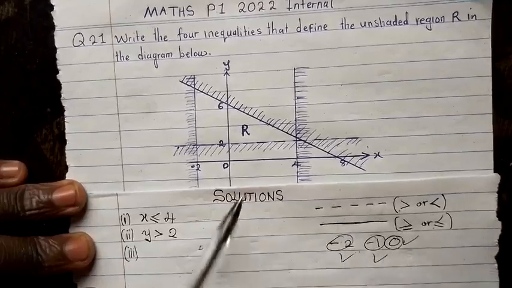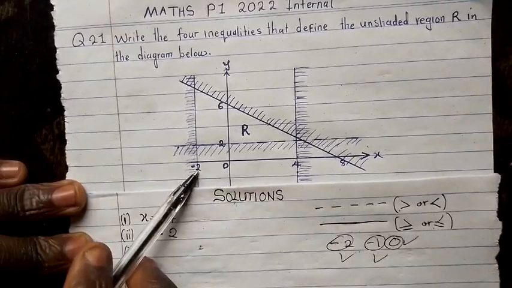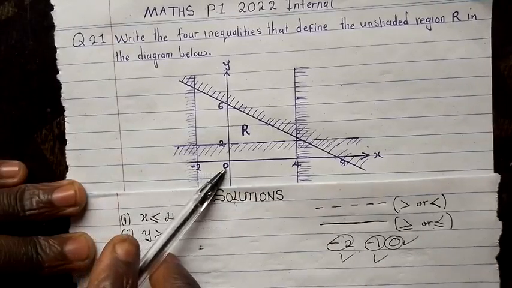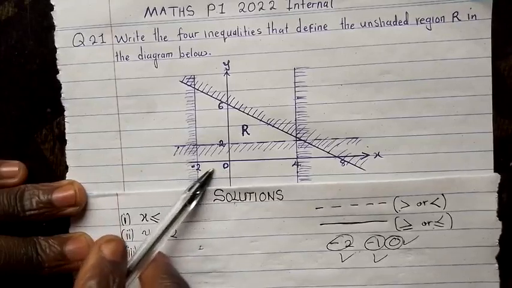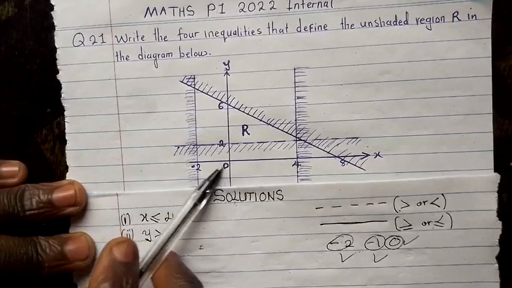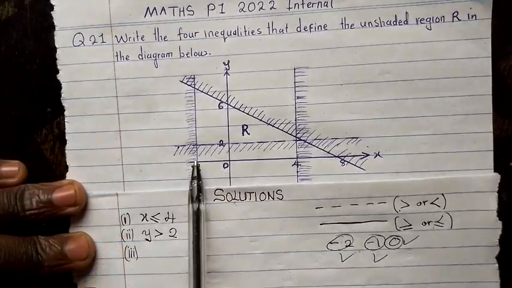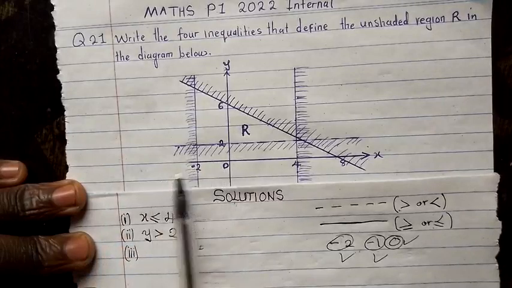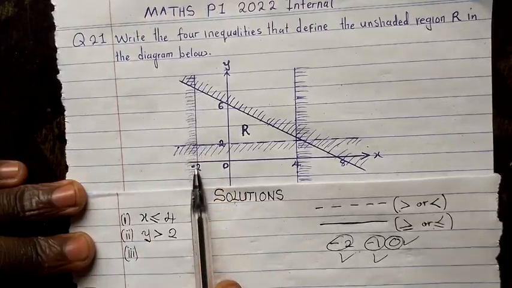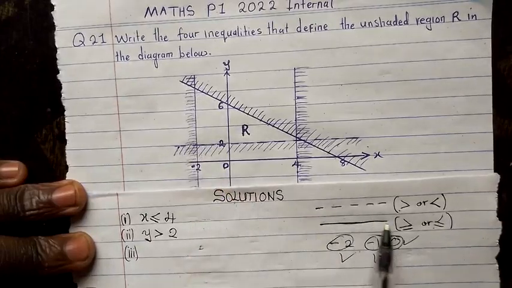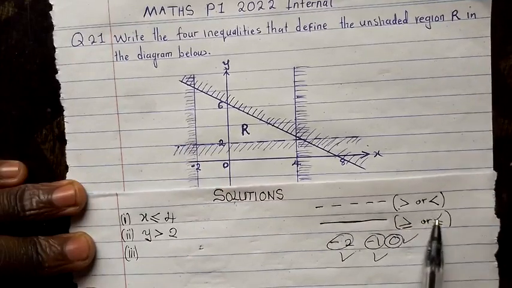So -2 is the smallest number here. So as you move from -2 up, approaching 0, at the origin, you're going to find that the numbers will be increasing. So the part which is not shaded here, it is what? Greater than. Okay, now remember, this one here is a solid line. And for a solid line, you are required to use what? Greater than or equal to, or less than or equal to.